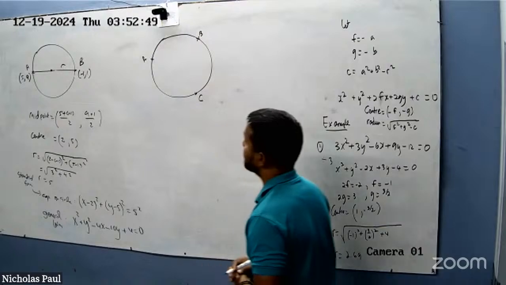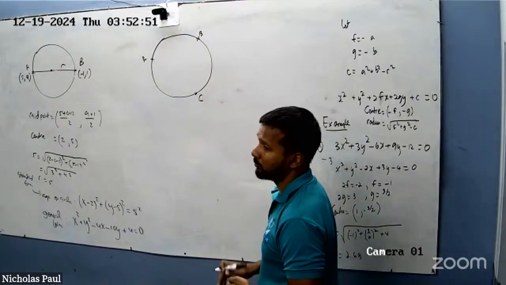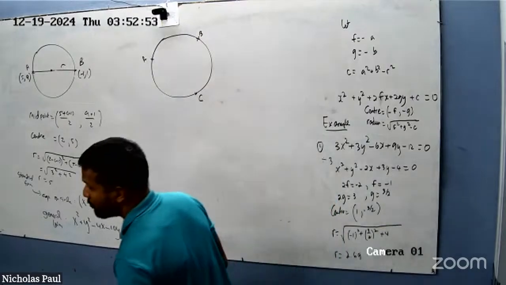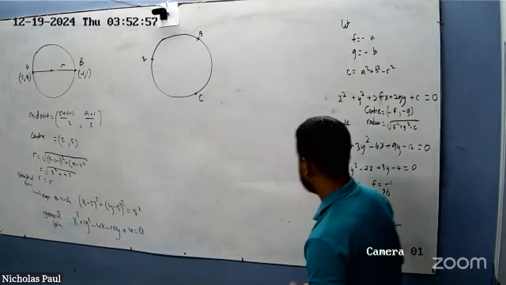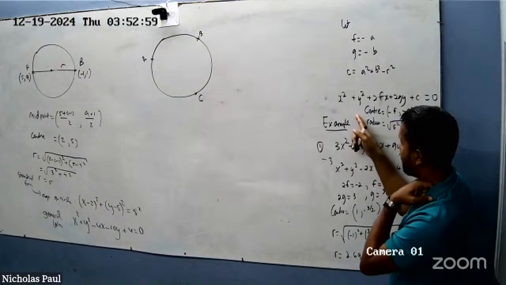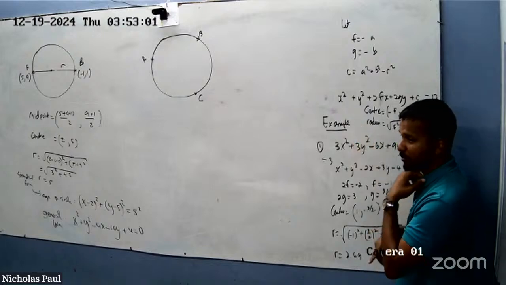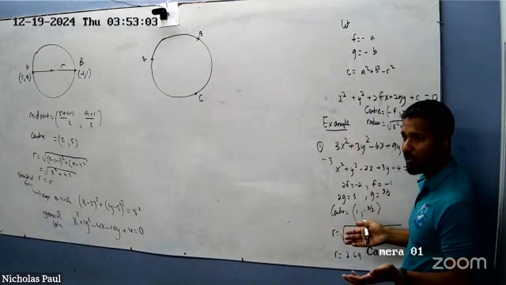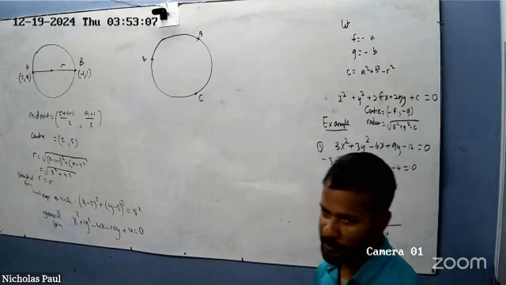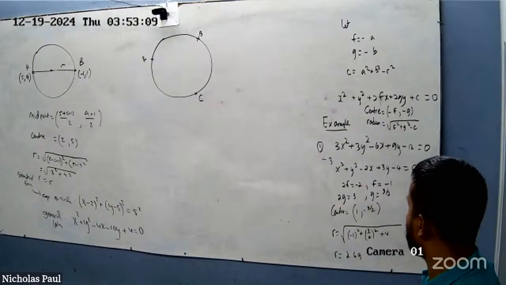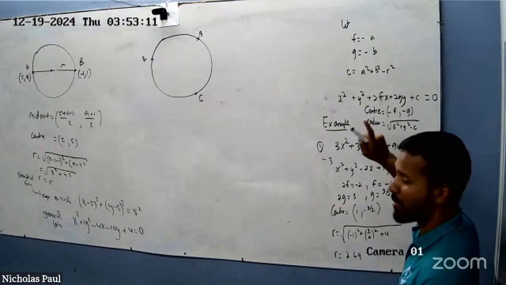What are you going to do? So you want to get, of course, the center and radius, right? Or if you get the center, you're good to go, right? If you get the center, it's easy to get the radius. You have 2 options. I want you to remember this.